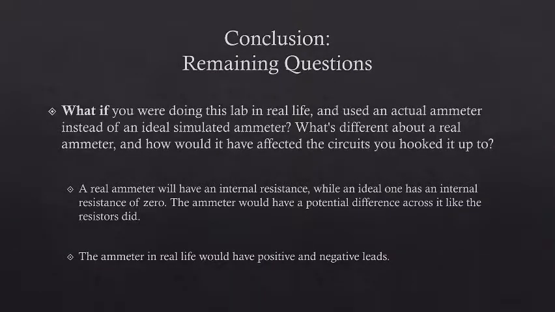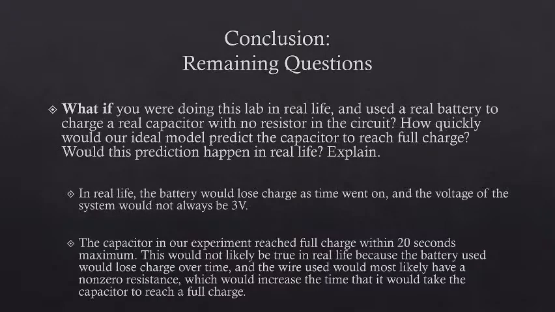Some remaining questions: what if you were doing this lab in real life and used a real ammeter? What's different about a real ammeter, and what would it change about the circuits that you hooked up? So a real ammeter will have an internal resistance, while an ideal one has 0 internal resistance. So the ammeter would have a potential difference across it, like the resistors did, and change different values within the circuit in the lab.